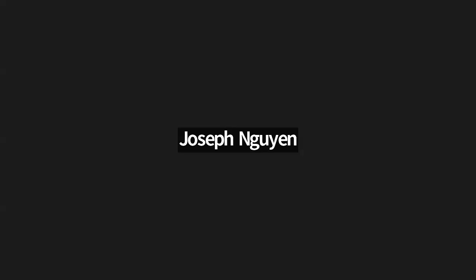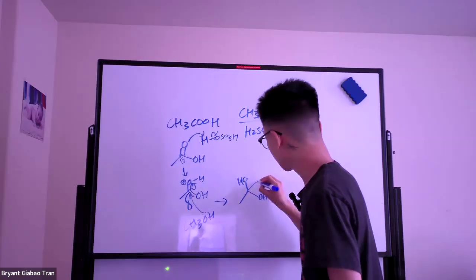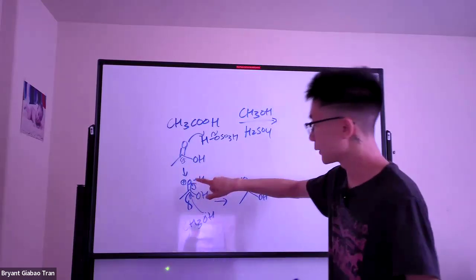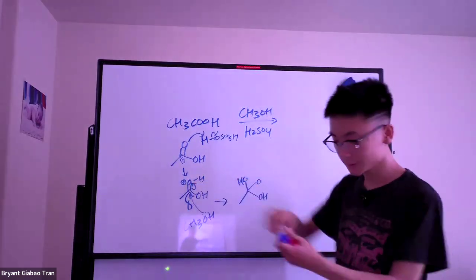How did it become a stronger partial positive? Yeah, it became a stronger partial positive because you know how we made that oxygen a positive charge?